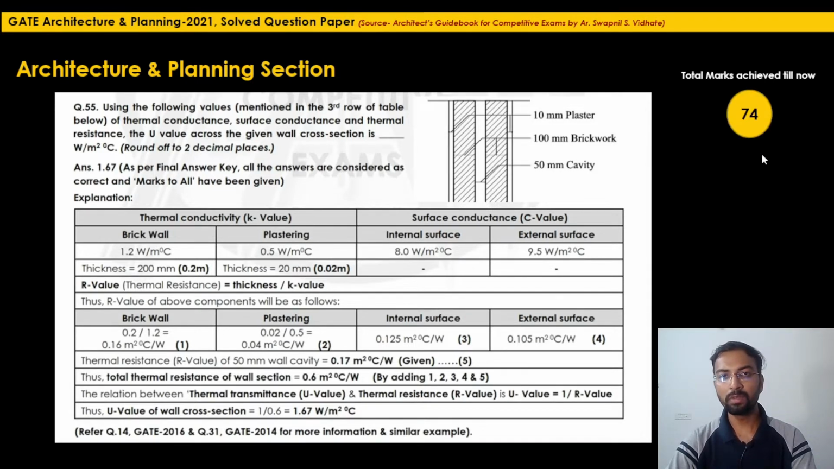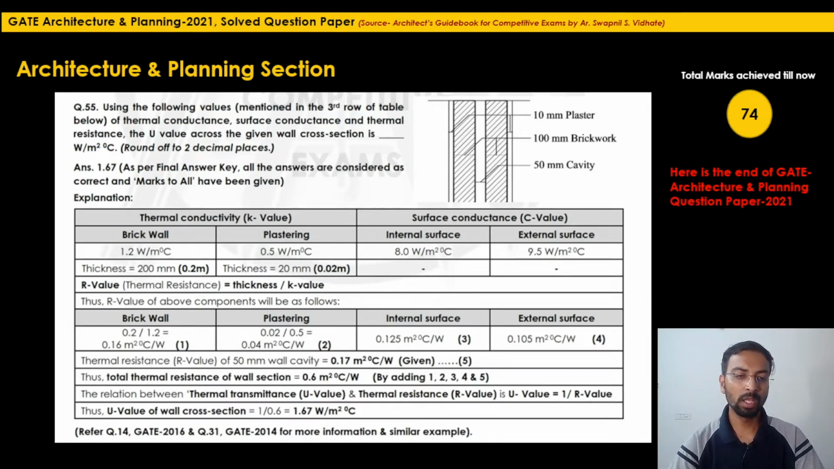So here we have achieved 74 marks, and question 55 was the last question, so here we have completed the architecture and planning 2021. Although there were a few theory related questions which we have skipped, and like I said at the beginning, those theory questions have elaborate explanations, and a few of them were asked for the first time. The related theory has already been added in the question paper, and is available to read in the preview of this book on issuu.com.